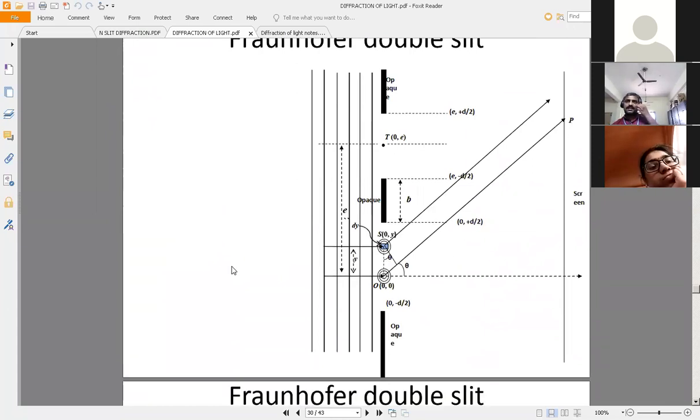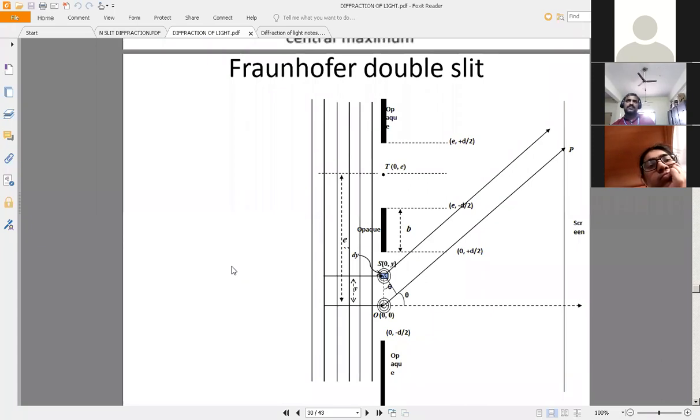I have mentioned in the beginning of the classes of diffraction that the same methodology will be adopted no matter whether you are dealing with single slit, double slit, or any number of slits. Whatever be the number of slits, ultimately you are going to deal in a similar manner. So everywhere you are going to have this kind of slits, right? So I hope you can understand me.